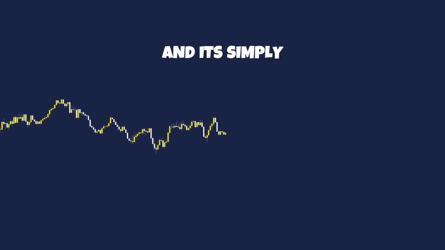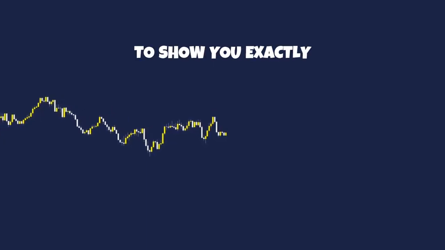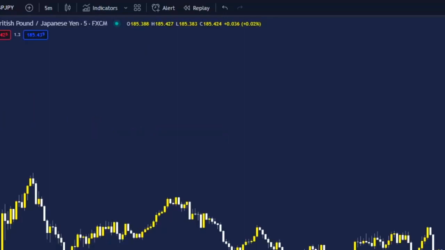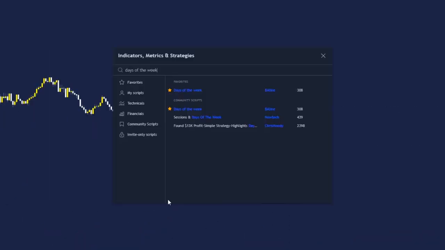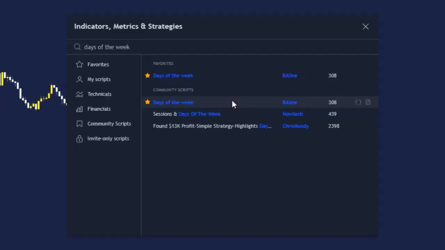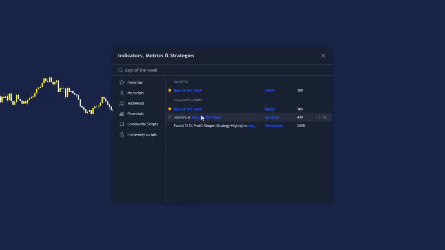So the very first indicator that we are going to add is a days of the week indicator, and it's simply just a visual aid to show you exactly where we need to be doing what we need to be doing. So go to indicators at the top, type in days of the week, and I just like to use this one right here by BA Lane. Add that one to your chart and leave all of the settings the same.